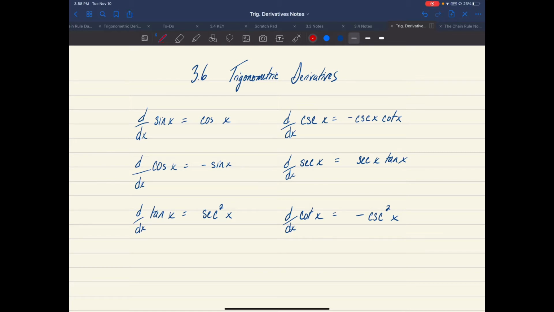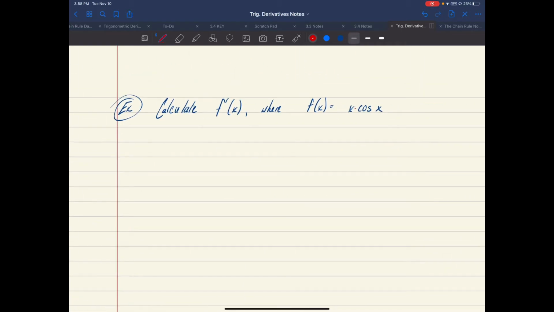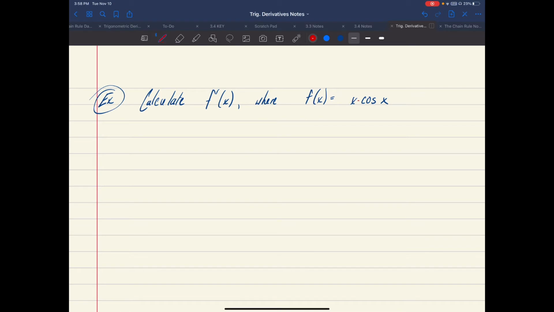Whatever way you need to memorize them, just memorize them. The ones that we use the most are the derivatives of sine, cosine, and tangent. However, they do all come up. So we're going to go straight to examples because these are relatively simple, since we're just applying these derivatives. This is our first example. Calculate f prime of x, where f of x is x times cosine x.